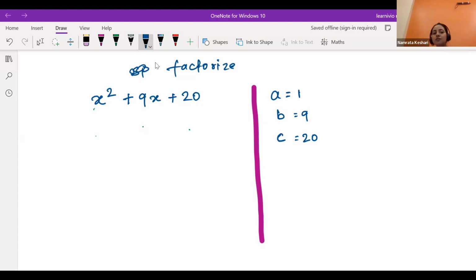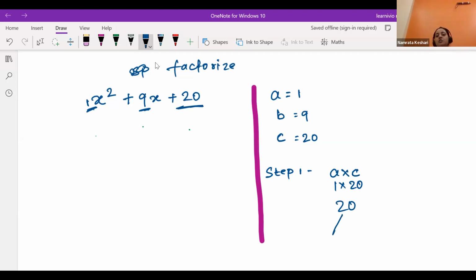So a means whatever is multiplied with x square. Here nothing is there, so 1. Whatever is multiplied with x, that is b. And the constant term is c. We have written over here. Now the first step for splitting the middle term, step 1, is to multiply a with c. That means 1 into 20. That means just 20.